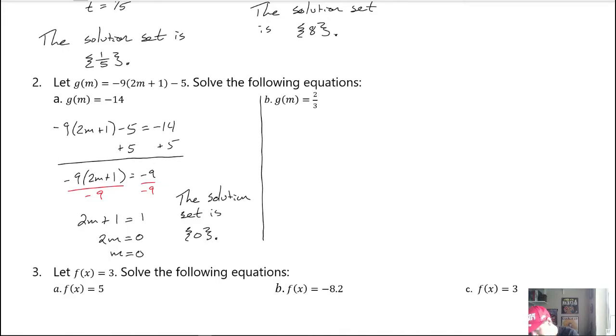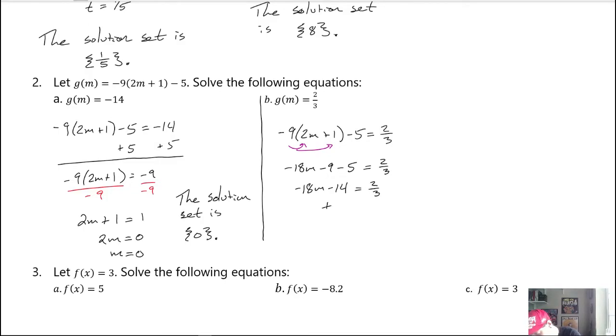All right, 2b now. G of m equals 2/3. So we'll set up negative 9 times 2m plus 1 minus 5 equals 2/3. And let's do this one in the different strategy. Let's distribute that negative 9 across the parentheses first. So if we do that, we get negative 18m minus 9 minus 5 equals 2/3. Combine like terms, negative 18m minus 14 equals 2/3.